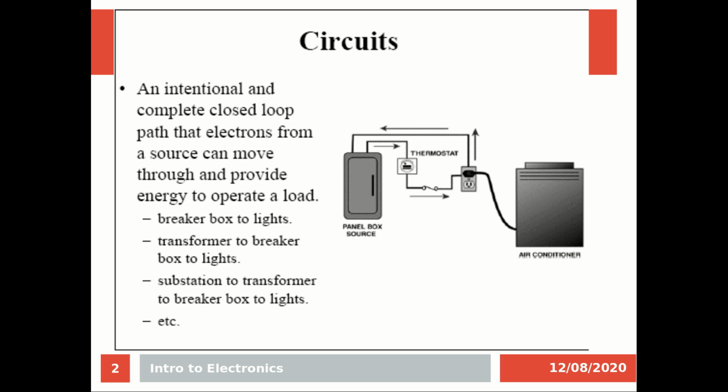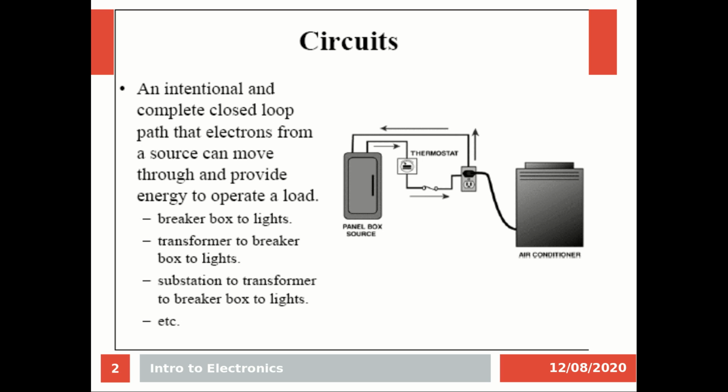Today we will go further with circuits to speak about the types of circuits, to recover what we have studied before. The circuit is an intentional and complete closed loop, where the electrons come from the source and move through the path, the wire, and provide energy to every load. The load might be a light, an air conditioner, or a refrigerator.